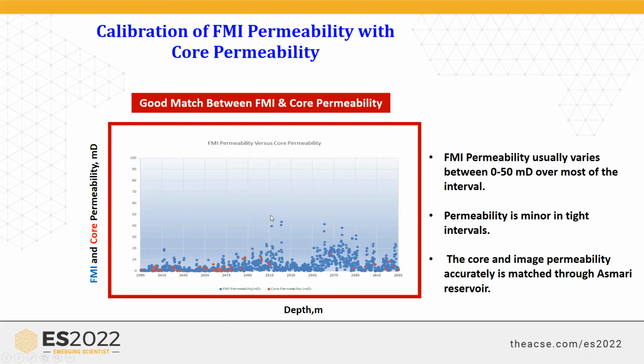FMI permeability changes from 0 to 5 millidarcy over most of the intervals, and permeability is less in tight intervals. If we have a highly fractured and very tight interval, we have less permeability. Also the core and FMI permeability are matching, and the accuracy is matching through the Asmari reservoir, which is very good. We got this result.